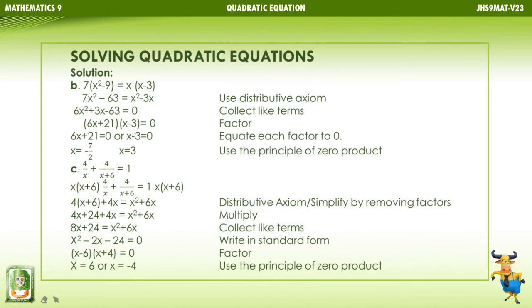7x squared minus 63 equals x squared minus 3x, use distributive axiom. 6x squared plus 3x minus 63 equals 0, collect like terms. 6x plus 21 times x minus 3 equals 0, factor. 6x plus 21 equals 0 or x minus 3 equals 0, equate each factor to 0. x equals negative 7 over 2, x equals 3. Use the principle of zero product.